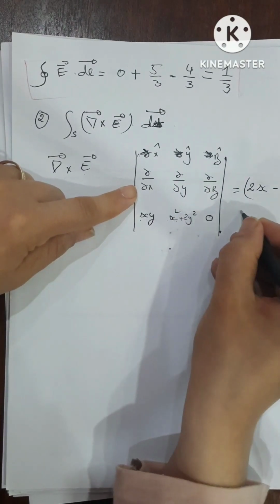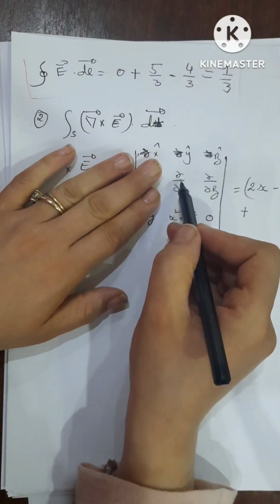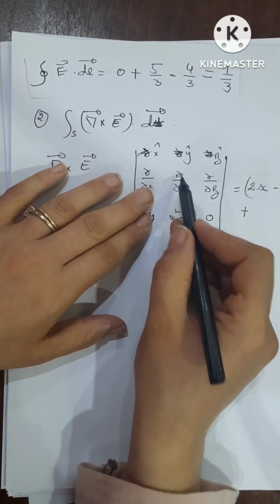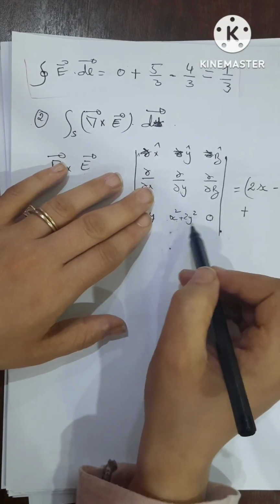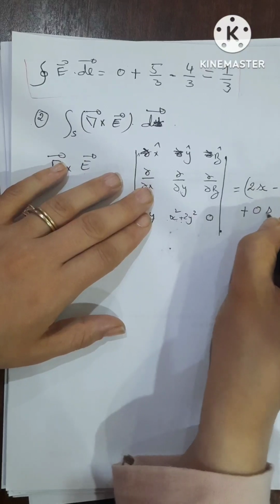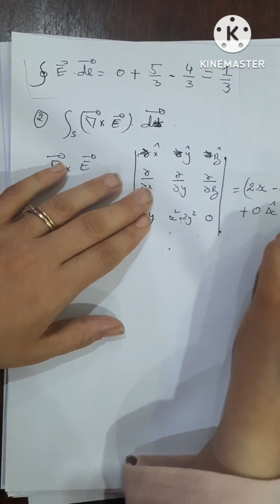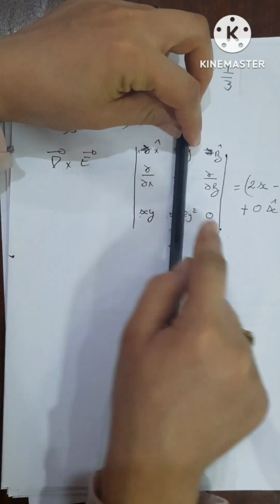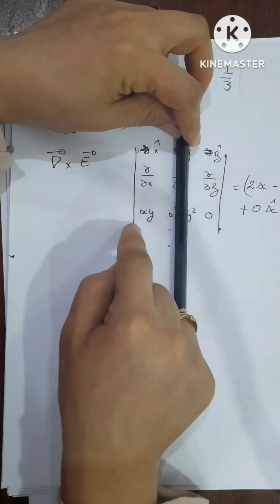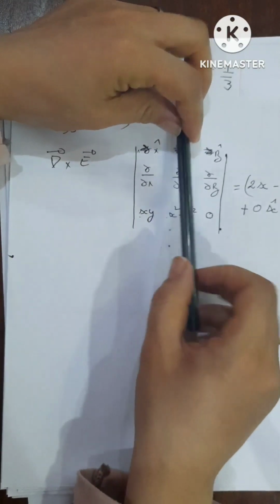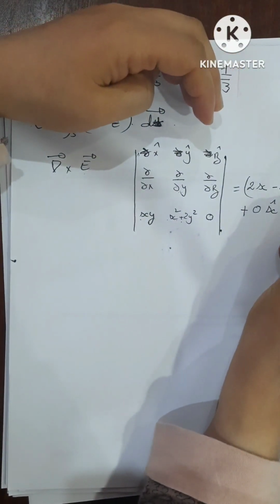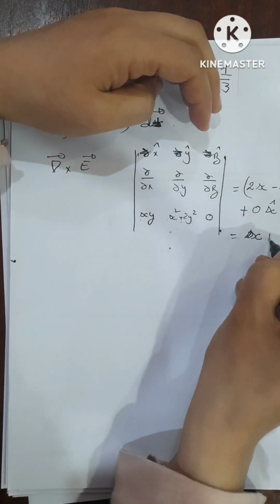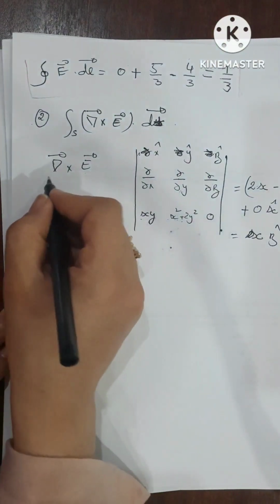Okay, what about it plus the direction of x? So d over dy of 0 minus 0, so 0 in the direction of x, plus in the direction of y, we have d over dx of 0 and d over dz of xy is 0, so it's 0 in the direction of y. So the result is 2x minus x, which is x, in the direction of z. This is the curl of E.